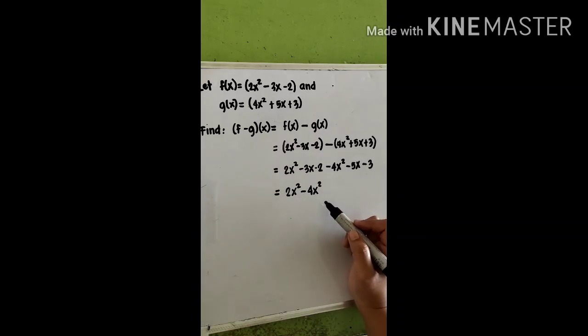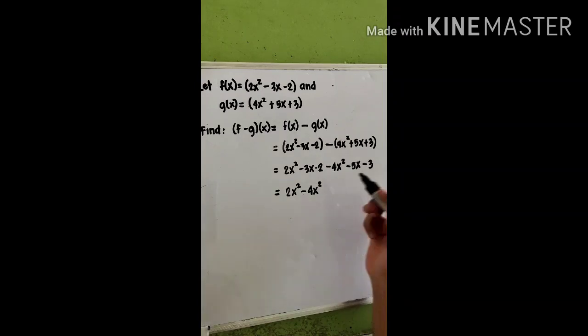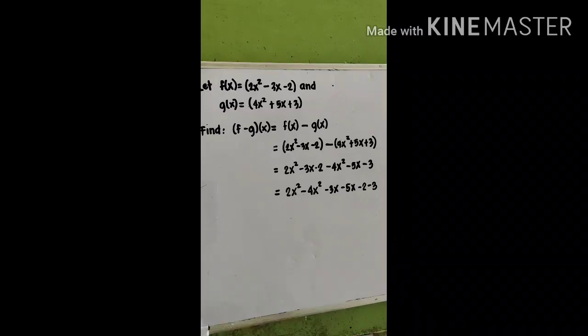Now next to the degree 2 is degree 1. So we have terms negative 3x and negative 5x. And then lastly, we have the constants negative 2 and negative 3. So we have minus 2 and minus 3. So that is now the resulting equation that we have rearranged.